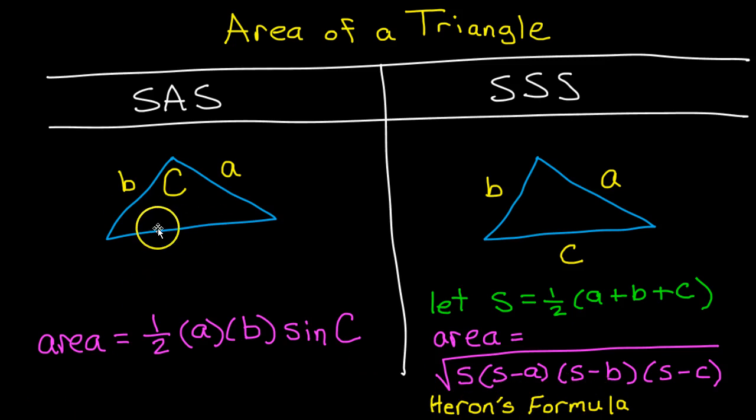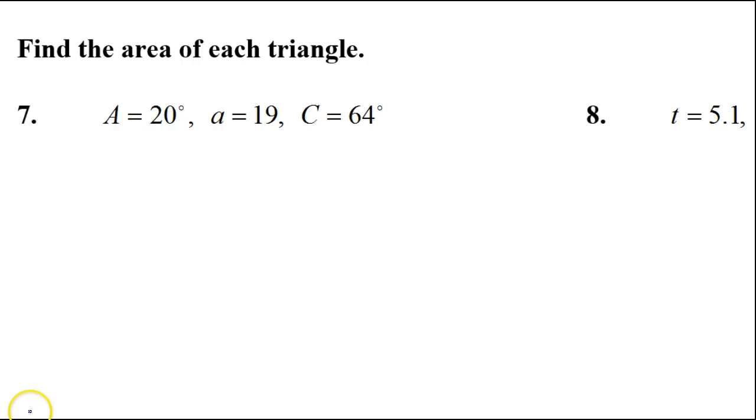Sometimes you have to calculate some of these values if you're not given them directly. Now, looking at number 7, considering that we're given two angles and a side, this will be neither side angle side nor side side side. So we're going to have to solve for something first. Let's go ahead and get a picture going.